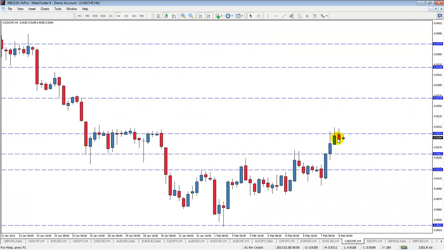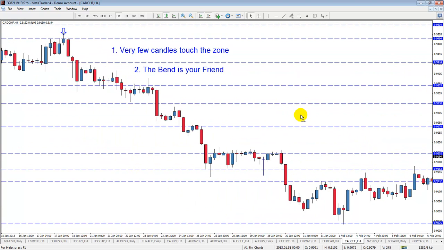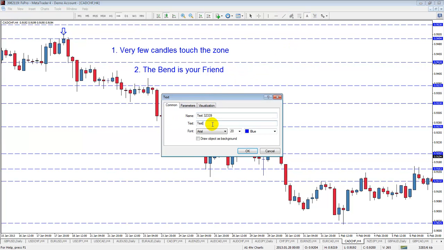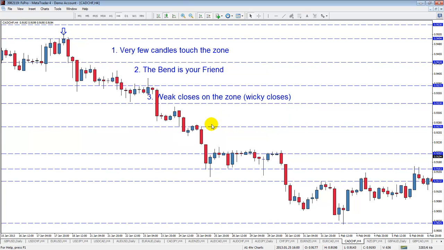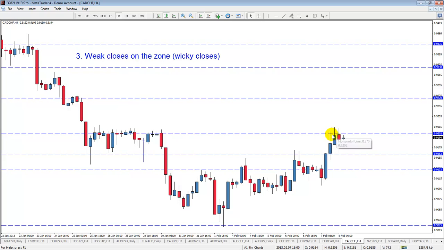The other thing we like to see when the market touches this level is wicks. We want to see more wicks and not strong closes. What I would call weak closes. That's the third thing here on the zone. Weak closes on the zone, in other words, wicky closes, basically mean that the market is giving us wicks that tell us the market's rejecting that level. So we do have some wicks here, don't we? We certainly have a nice close on that one, and this one's okay, and this one's actually quite good.